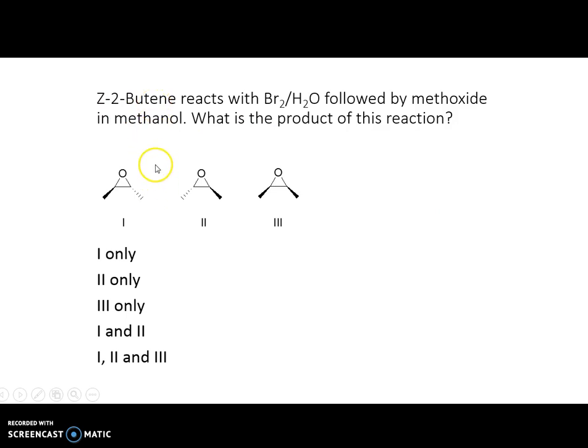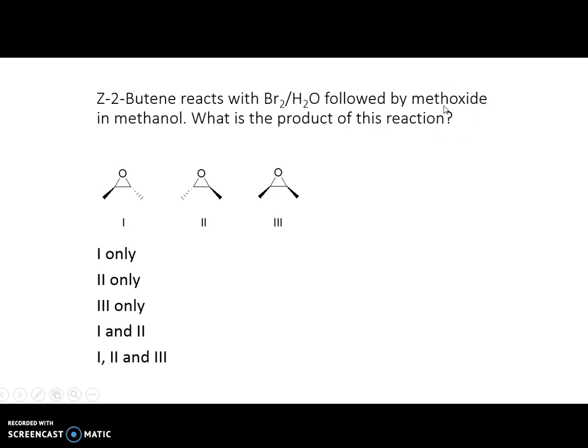Z-2-butene, okay, that means it is cis, reacts with bromine and water, followed by methoxide and methanol to form a product. What is the product of that reaction? So we're talking about cis-2-butene reacting with bromine and water that forms a halohydrin, then followed by methoxide, which is a strong base.